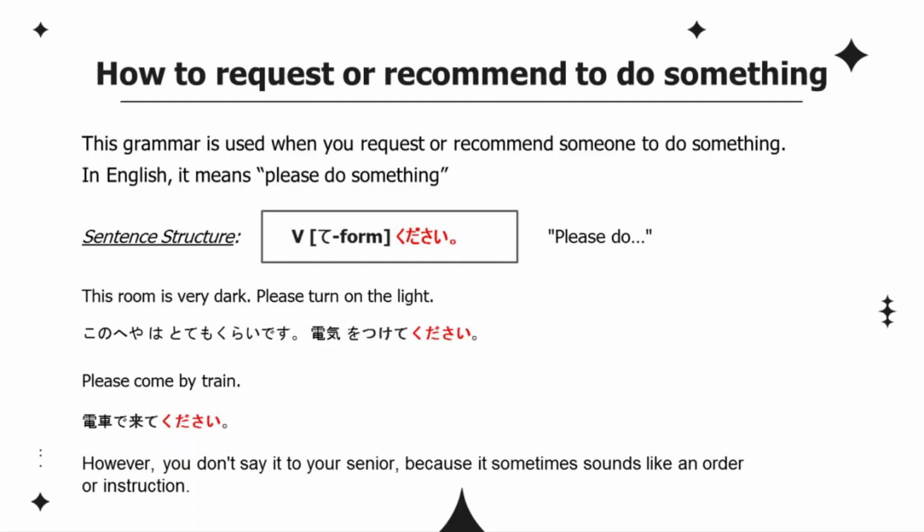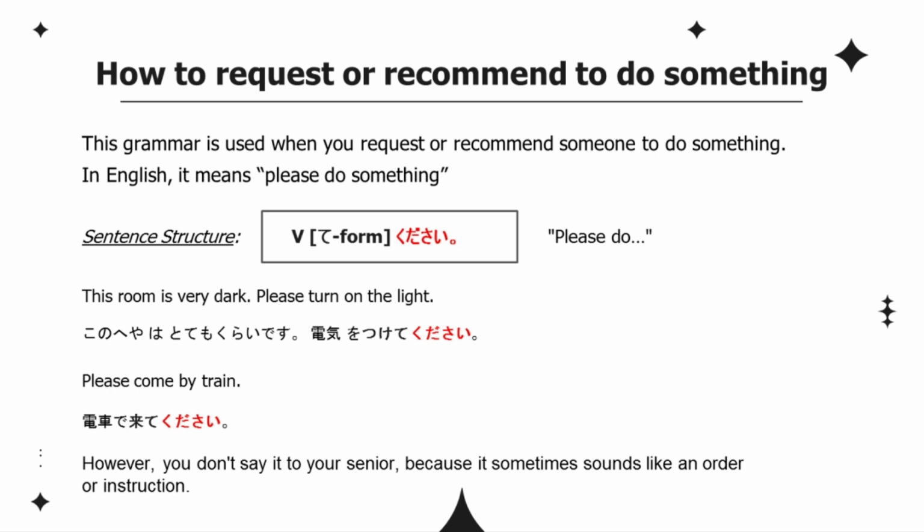1. How to request someone to do something. Making requests in any language requires you to be formal and respectful towards others. We use the word please in English to signify a request, but how do we do it in Japanese? Let's learn about it. Formation: V, te form, kudasai, meaning please do. Use this form to request someone to do something.